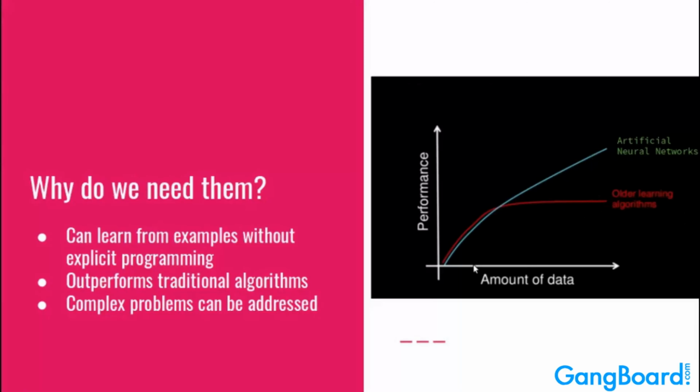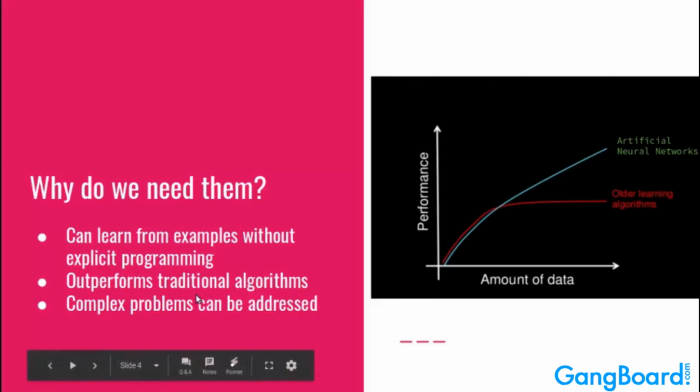So let's see the advantages. They can learn from examples without explicit programming. That is what machine learning basically means. You don't have to explicitly program the functionality, and this can be done with older algorithms also. This is nothing special in artificial neural networks.